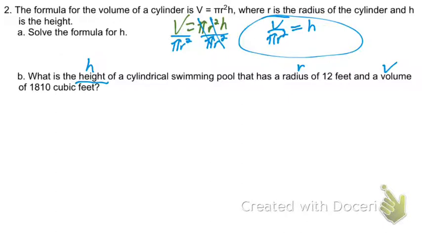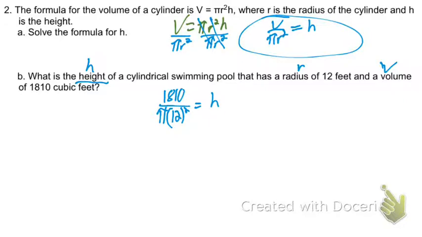Can we plug it into this equation now? So what goes on top? 1810, because that's our V. Pi times what squared? 12 for R. That's going to equal our H. Questions on why we plugged it in where? Any of that?